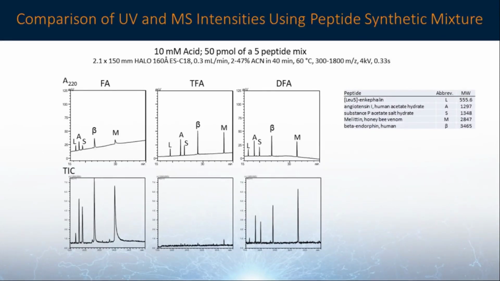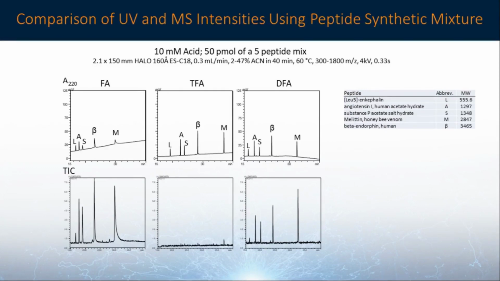Starting at the left-hand side with the formic acid results, we see UV results with a tailed melatonin peak, indicated by the letter M, but a strong TIC signal. In the middle panel with the TFA results, the UV peaks are sharp and narrow, but the TIC signal is significantly diminished. In the final panel with the DFA results, we see a good compromise of narrow peaks in the UV and sufficient response for the TIC.